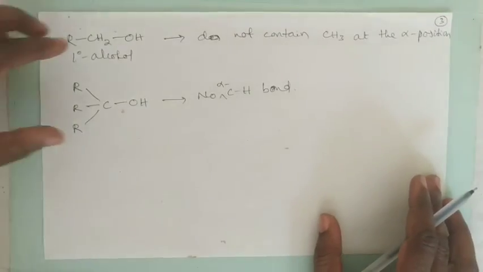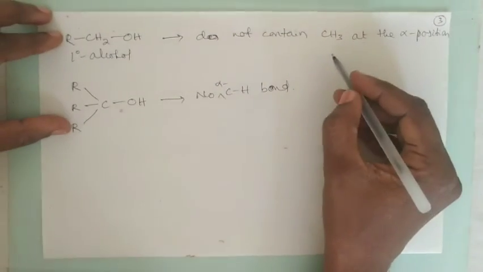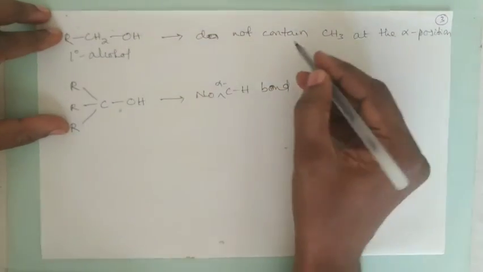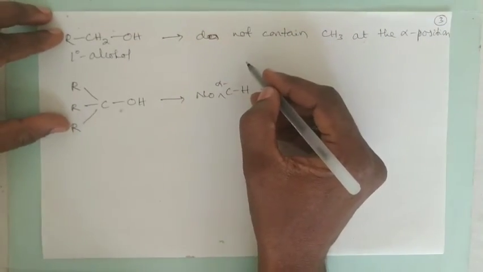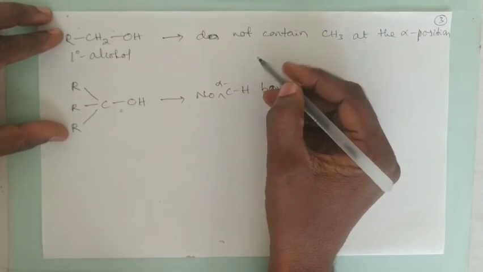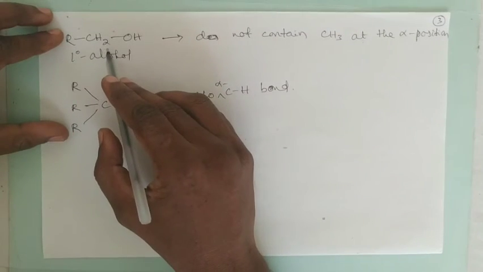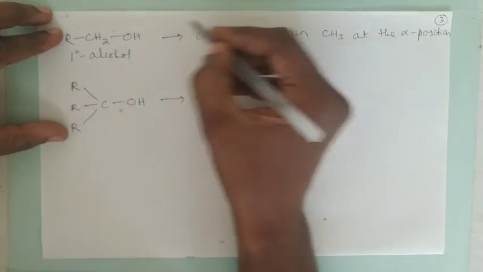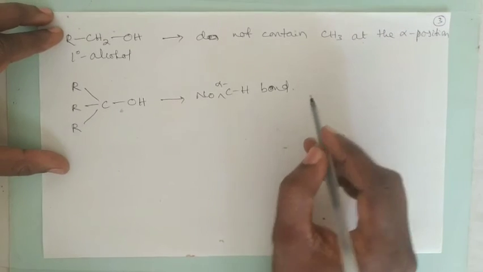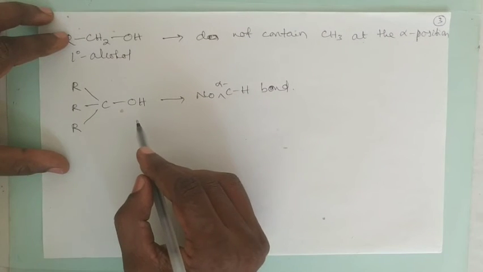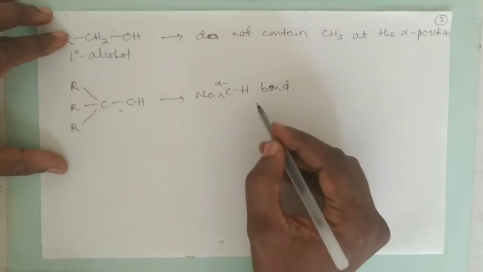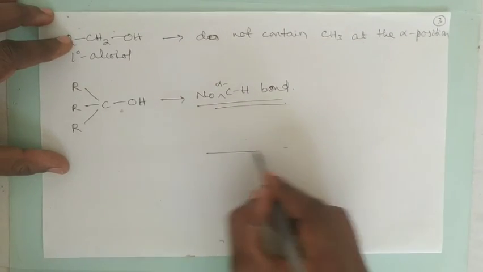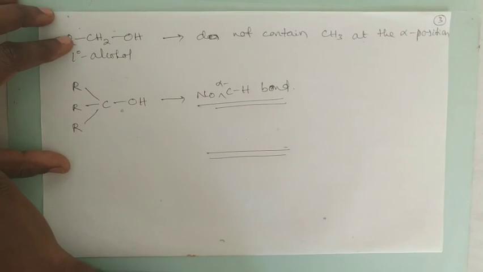Then primary alcohols: they do not contain CH3 at the alpha position. Only ethyl alcohol can be oxidized to acetaldehyde and show the iodoform test, but all other primary alcohols do not have a CH3 group at the alpha position, therefore they do not show the iodoform test. Similarly, tertiary alcohols also do not show the iodoform test because of the absence of an alpha CH bond. So this is all about the iodoform test.